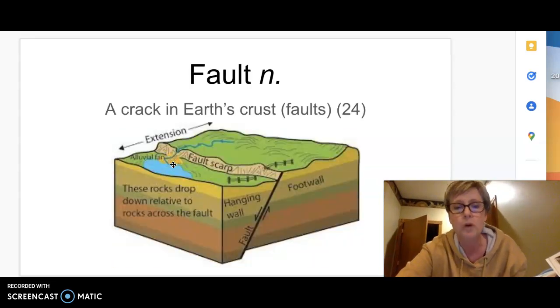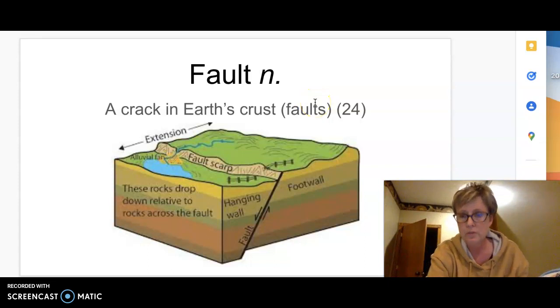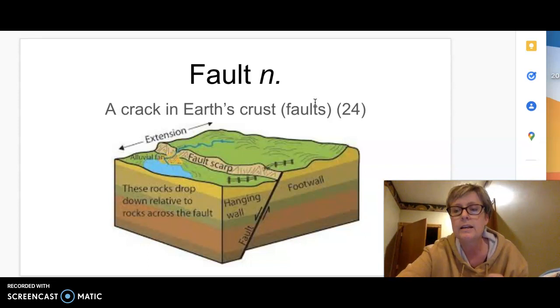The next one is fault, a crack in Earth's crust, and it's on page 24. And we've learned a lot about the fault and how that is involved with an earthquake.